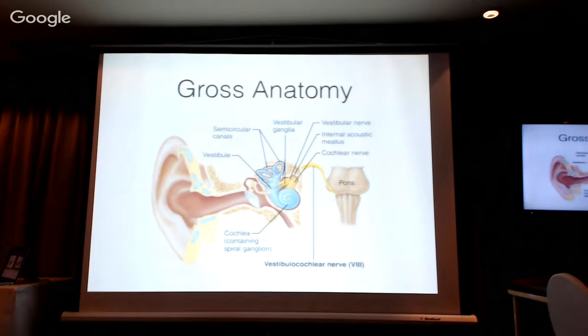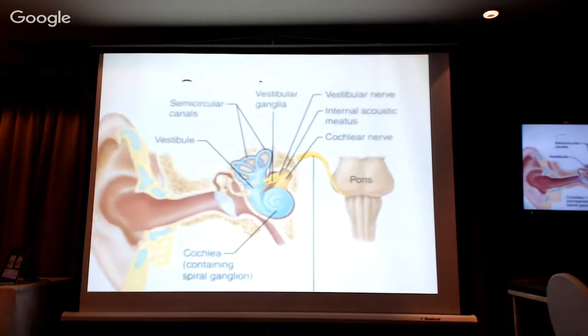So here's a familiar diagram. It's a very familiar diagram for all of us. We have three components in our ear. We have the outer ear with the tympanic membrane, the middle ear cleft here, and the inner ear. So our subject of interest today is the inner ear.